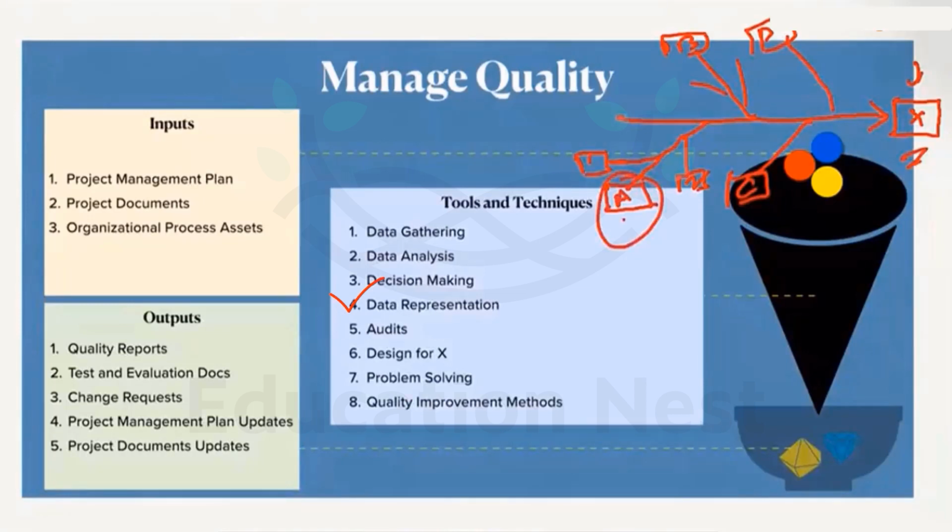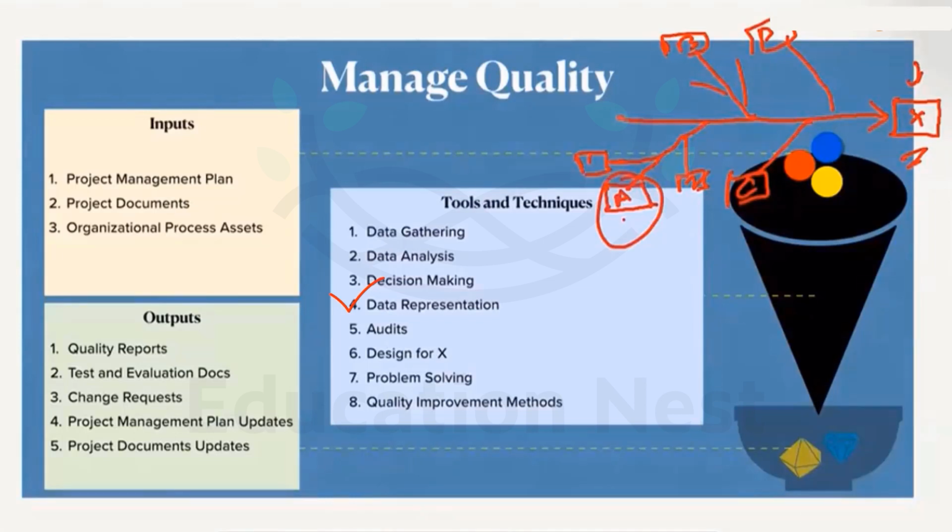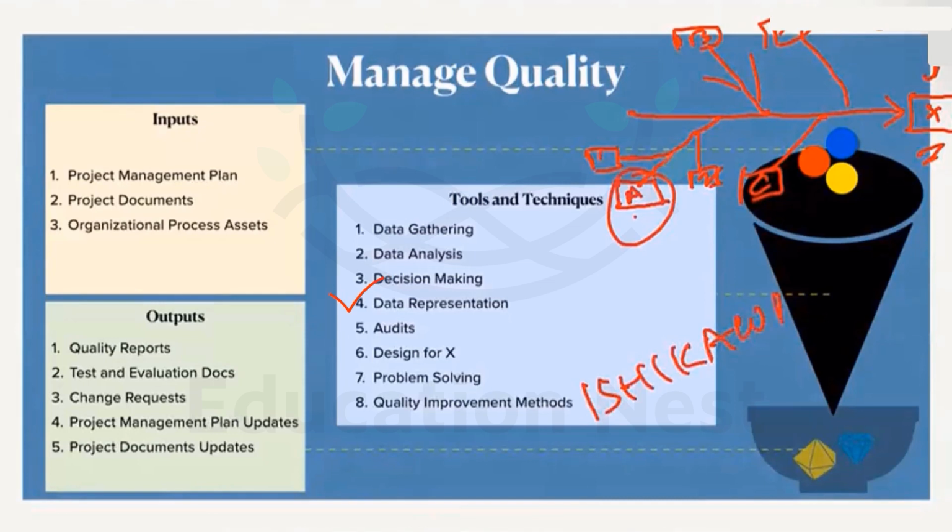This was designed by the famous Ishikawa, the Japanese quality pioneer. So this is also called the Ishikawa diagram. So 3 names for it: Ishikawa diagram, fishbone diagram, cause and effect diagram. All these are the same thing. So that is a very important data representation tool. You might get one question on this, or even you might not. So don't worry too much.